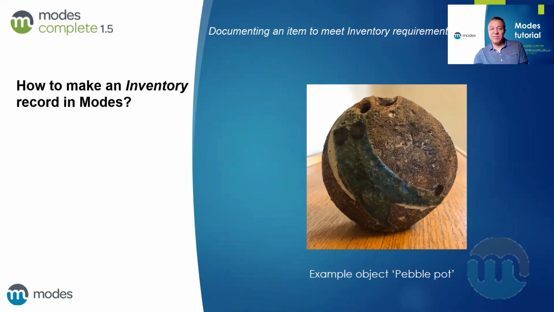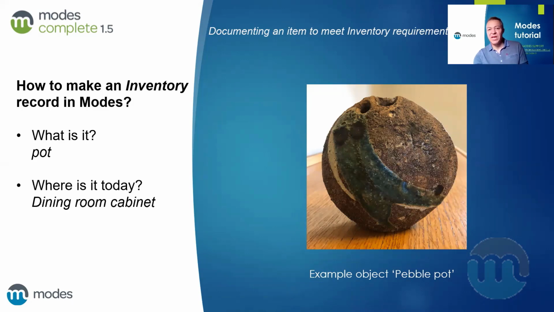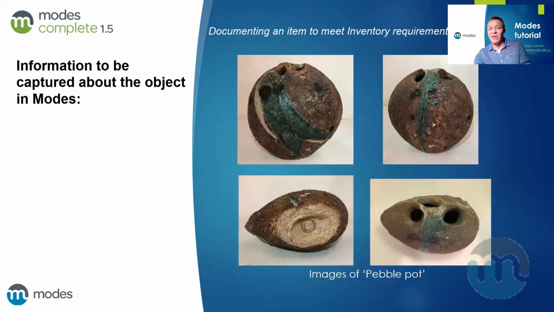So how do we actually put this into practice and record the item in Modes? Today, my example is this pebble pot. So what is it? It's a pot. Where is it today? It's in the dining room cabinet. And how was it acquired? It was a gift. But actually, in reality, we get more bits of information than that often.